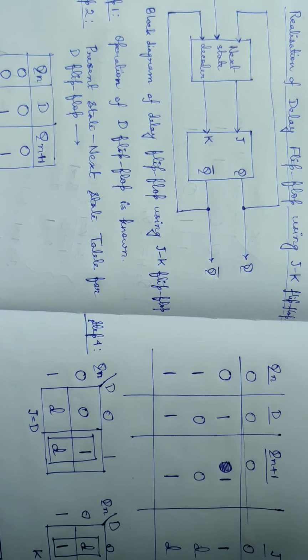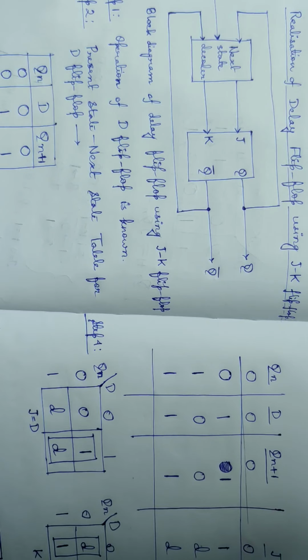Hello everyone. In my last class, I have already discussed the realization of one flip-flop using another flip-flop. I discussed the realization of a D flip-flop using an SR flip-flop and the realization of a JK flip-flop using an SR flip-flop. Today I am going to discuss the realization of a delay flip-flop or D flip-flop using a JK flip-flop.